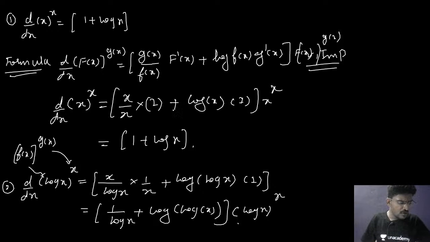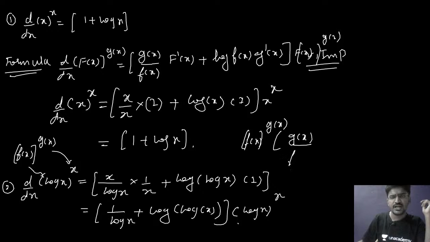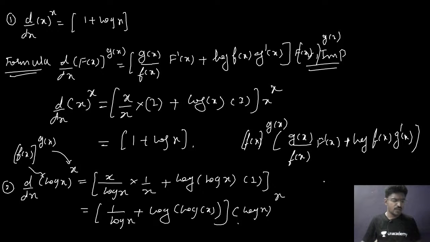I think all of you have understood this formula. Please remember the formula is f of x to the power of g of x into g of x divided by f of x, f dash of x plus log of f of x into g dash of x. This will be the formula. So this you have to remember. Here log x to the power of x you have to write.